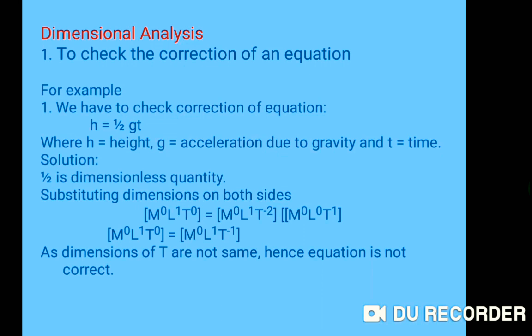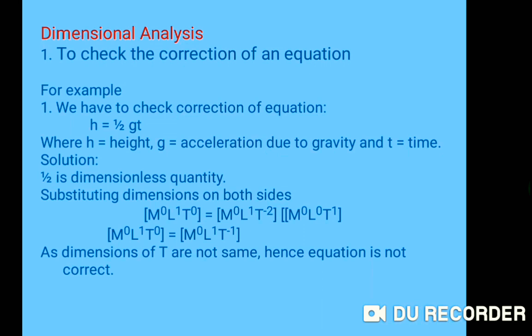So see, on the RHS, both dimensional formulas are in multiplied form. We know that when bases are same, the powers are added. So M raised to power 0 into M raised to power 0 gives M raised to power 0. L raised to power 1 and L raised to power 0, so 1 plus 0 is again 1. T raised to power minus 2 and T raised to power 1, so minus 2 plus 1 is minus 1.